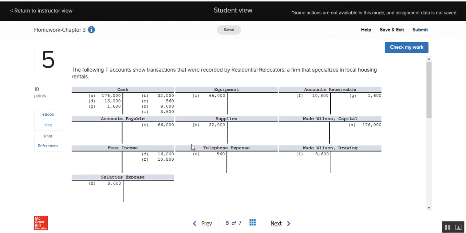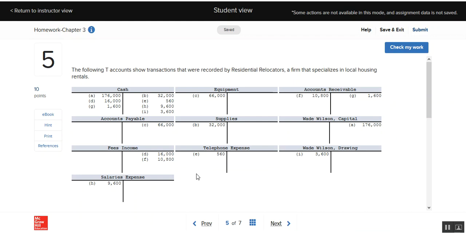Assets do not go on an income statement. Accounts payable is a liability which doesn't go on an income statement. And here's these 2 capital accounts, Wade Wilson Capital and Wade Wilson Drawing. Those are not income or expenses, so they do not go on the income statement. So we're left with these 3, fees income, telephone expense, and salary expense. So those items would actually go on an income statement if we had one. And since we don't have one, we're going to have to scratch it out on a piece of paper or do it in our head. I'm going to do mine on the calculator.